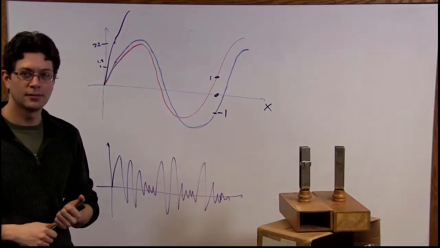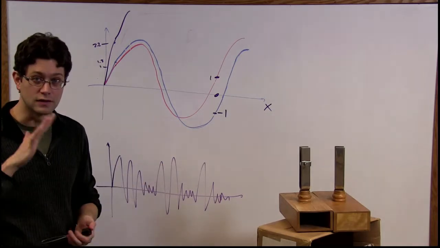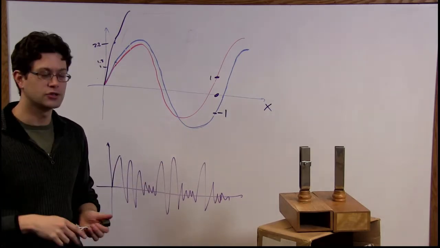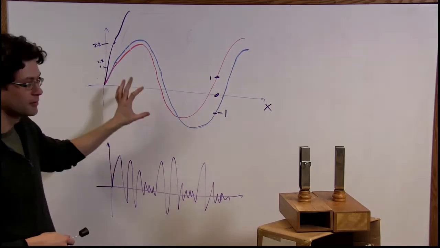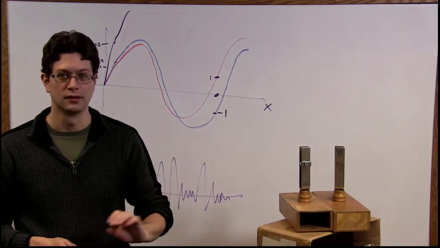So these beats, a phenomenon that you may have heard about in many other instances, and that you can hear here, just this slow modulation of the signal, is a phenomenon due to interference, which is by far the most important property of waves.